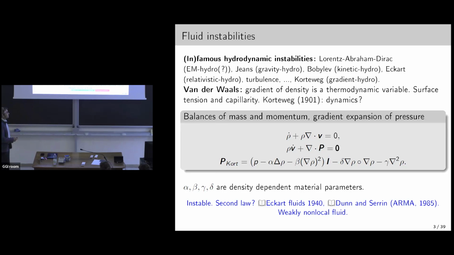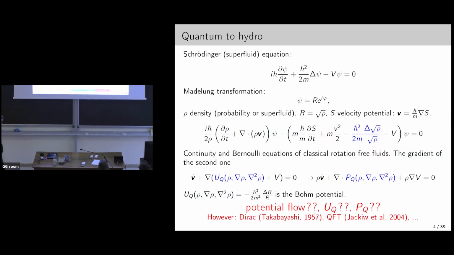One important result was due to Dunn and Serrin, still before the computer era, who applied the thermodynamic second law analysis for these so-called weakly non-local fluids. They established that alpha, beta, gamma, delta cannot be arbitrary. They should be related somehow, and then it is a stable thing.